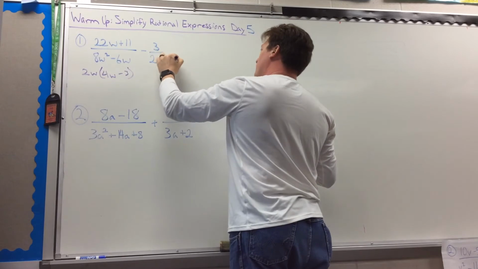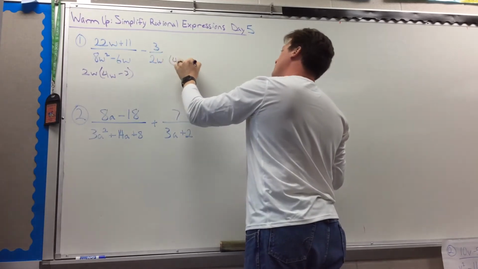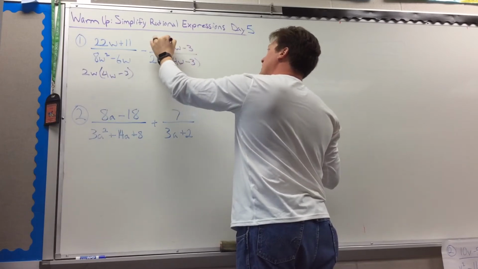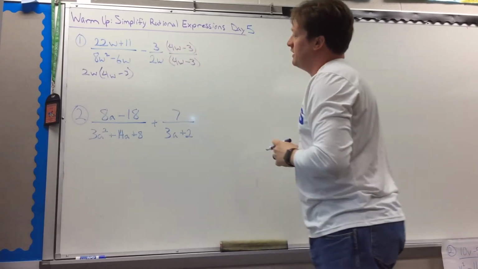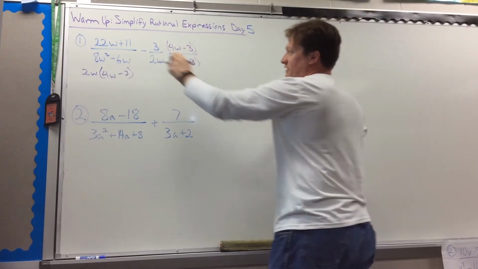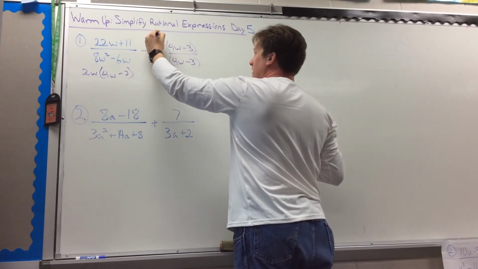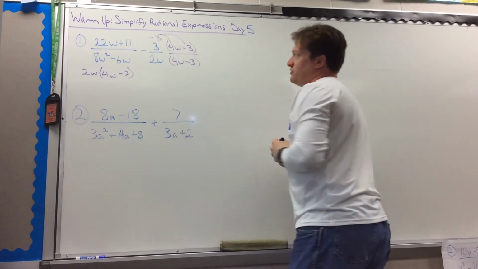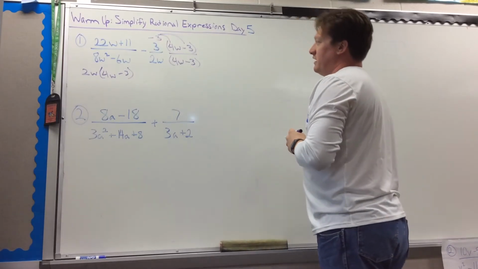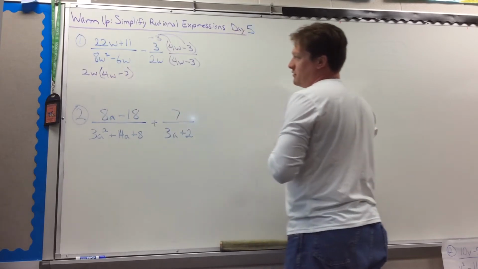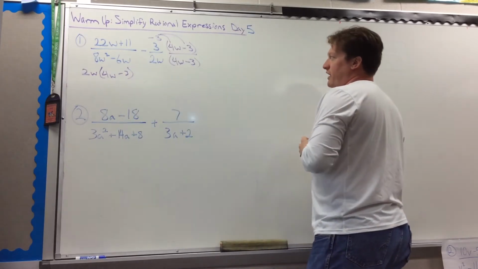So I'm going to multiply 4w minus 3 on top and bottom, because what I do to the bottom of a fraction, I must do to the top. What happens here is that this negative goes to that 3 right there, so negative 3 is distributed into those two terms. Now that we know that our common denominator is 2w times 4w minus 3, you can find your restrictions.